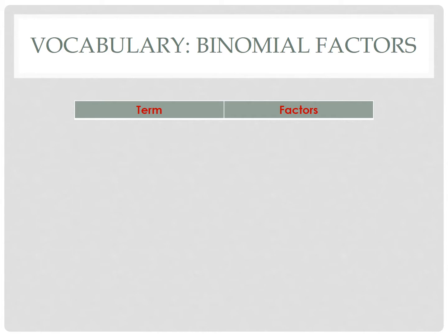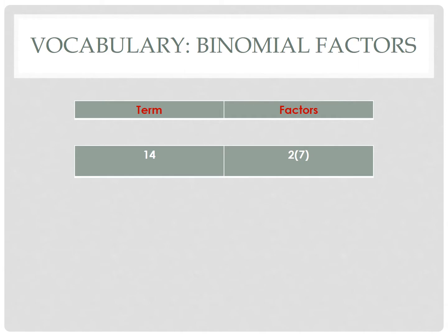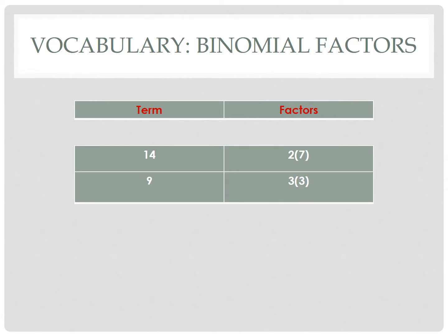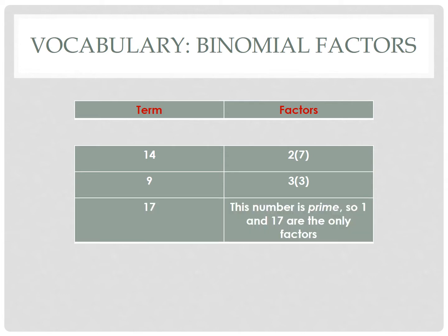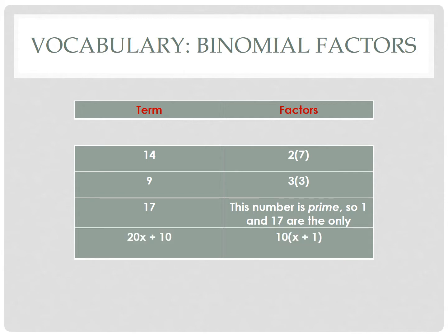So let's talk about factors. Here's a term 14, and it has factors of 2 and 7. Here's a term 9. It has factors of 3 times 3. 2 numbers that have been multiplied to make 9 would be 3 times 3. We also have the number 17. As you might know already, this number is prime. The only numbers that we can multiply are 17 and 1 to get 17. That's okay also. You'll see this scenario take place when we're factoring trinomials.